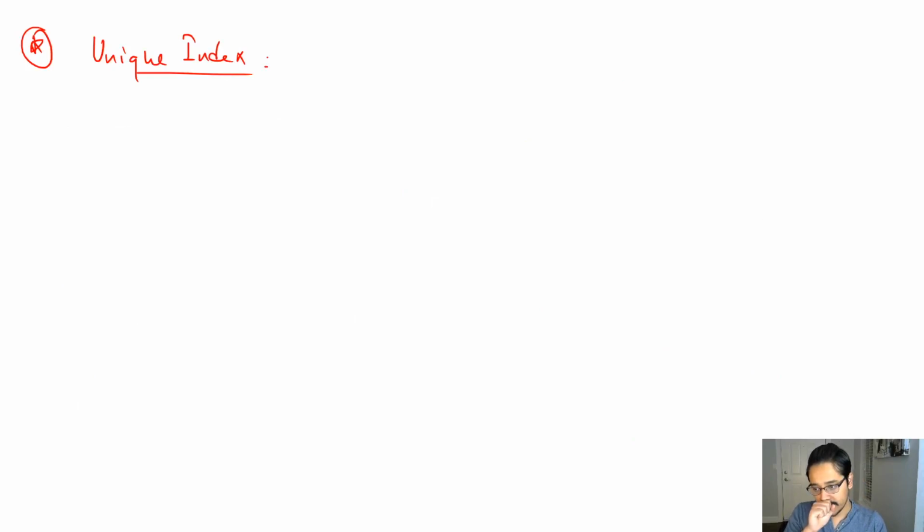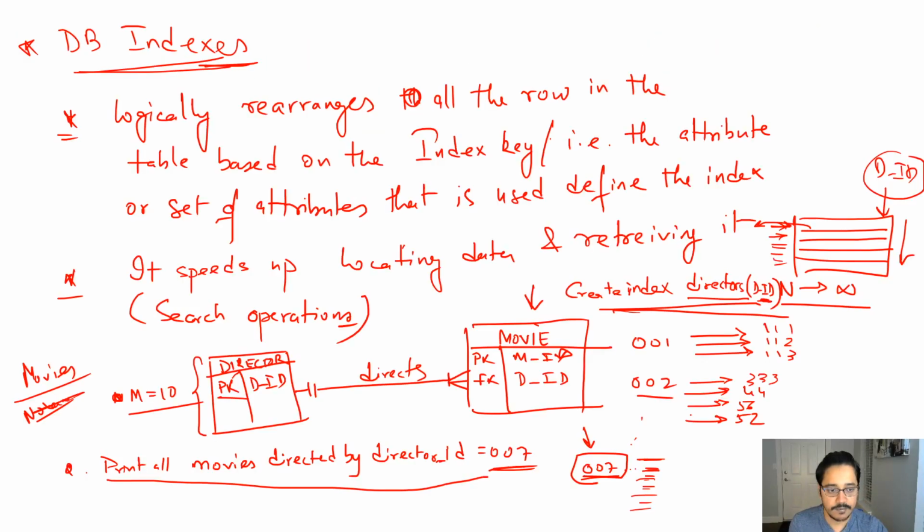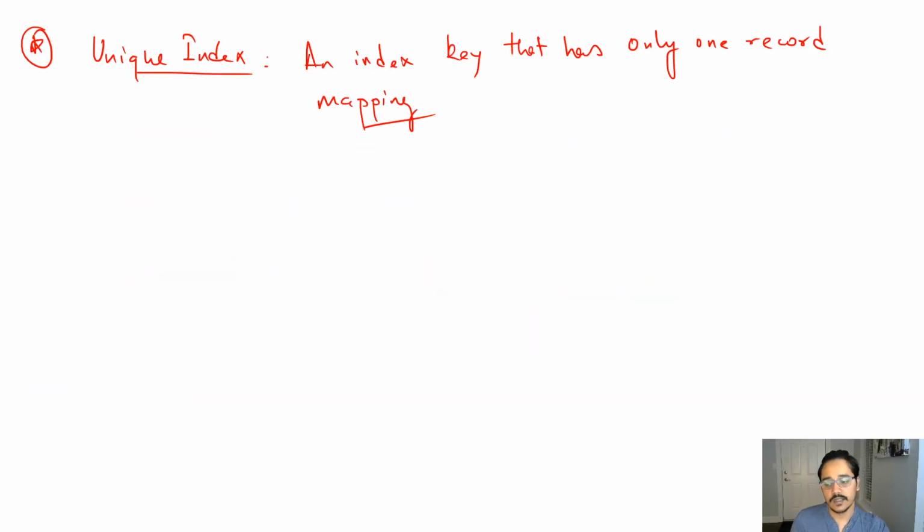So a unique index is basically an index key that has only one mapping, only one record mapping, or basically a single pointer location or a single reference. That is a unique index. Anything that is not unique is a non-unique index, and the example that we saw here is that of a non-unique index.